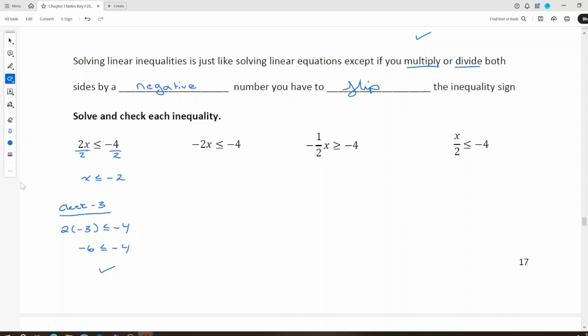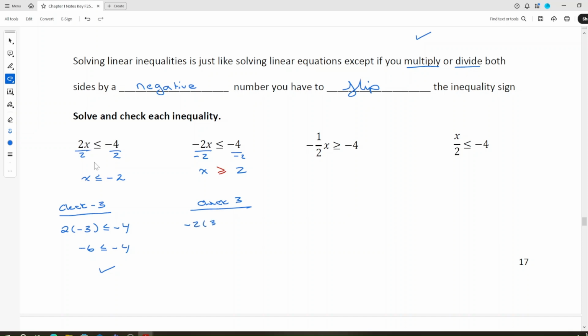What if, to get x by itself, I have to divide by negative 2? Because I'm dividing by a negative number, I have to flip the inequality sign. I would end up with x is greater than or equal to 2. To check this, we're going to pick something like 3.